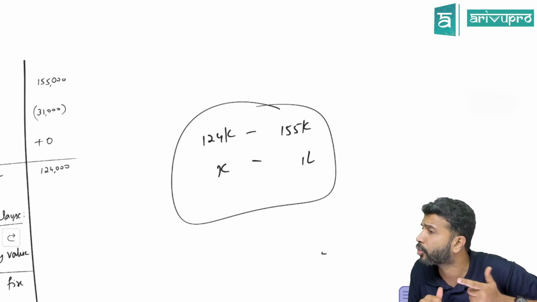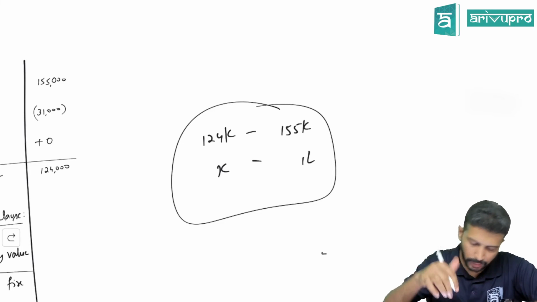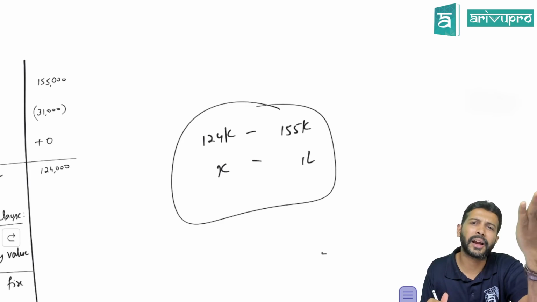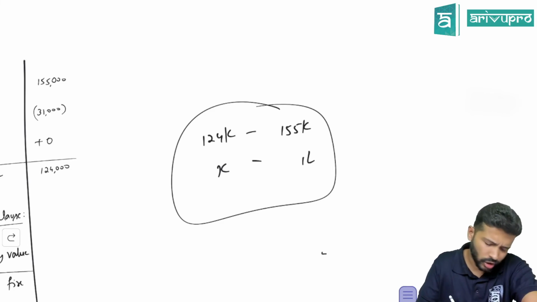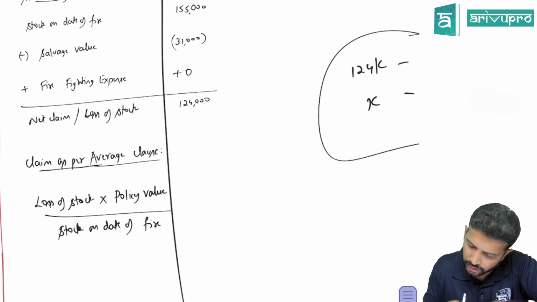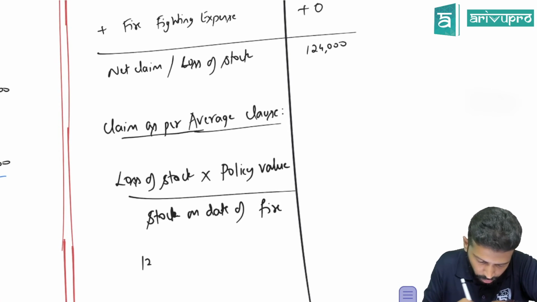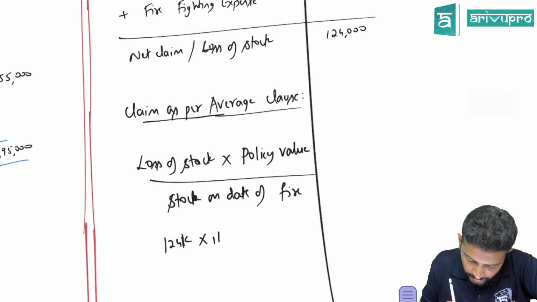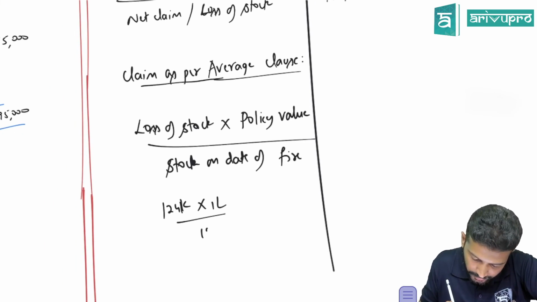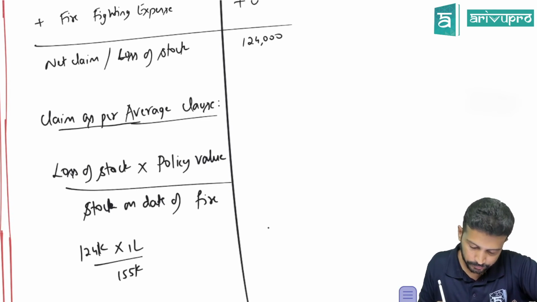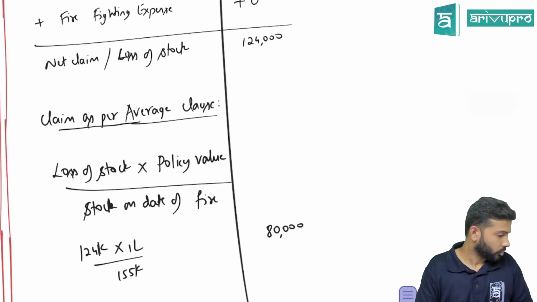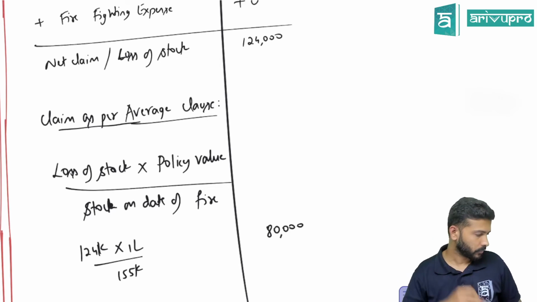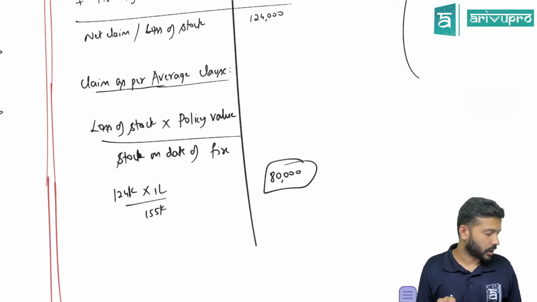And in case of under insurance, what gets triggered? Average clause applies. What is the formula if you have to construct it? Loss of stock multiplied by policy value divided by stock on the date of fire. So that is nothing but here, 124, loss of stock is 124, into policy value, which is 1 lakh, divided by stock on the date of fire, 155, and the final number works out to 80,000. So I hope the final answer as well as the average clause is clear for you. This is the final claim that is admissible.